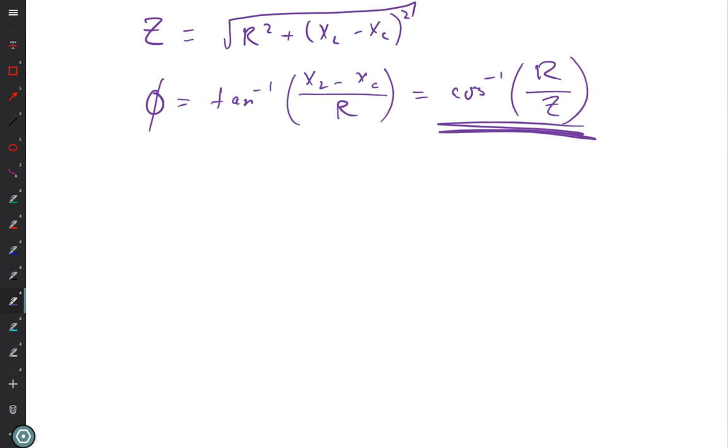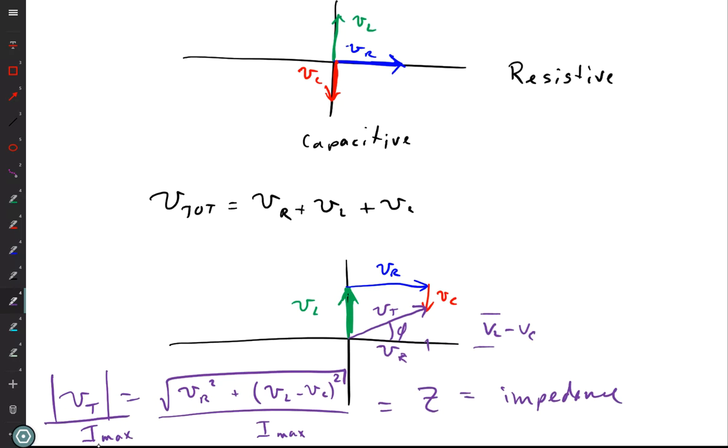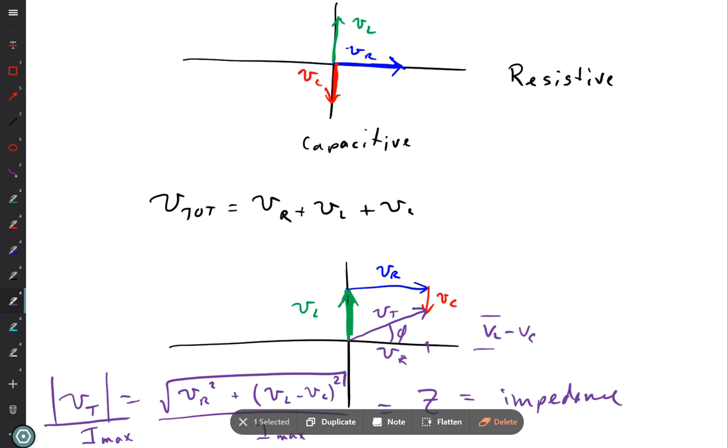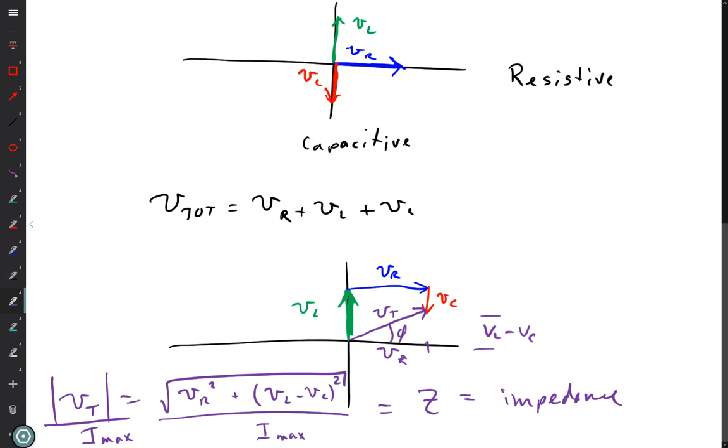The final step is how much power is going to be used by a circuit like this? What's the equation for power? IV. But how much power does an inductor use? Average power is always 0. What about a capacitor? Average power is 0. So it's only going to be the resistive part of the power that's actually used.